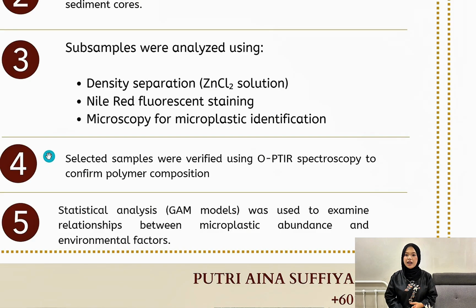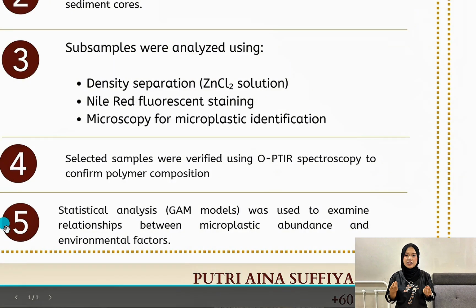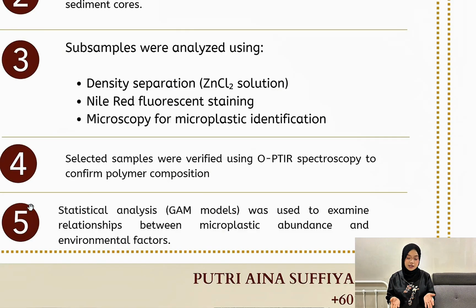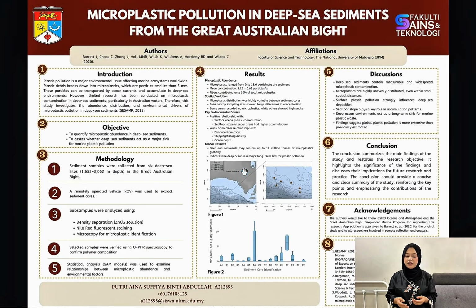For number 4, selected samples were verified using OPTIR spectroscopy, which is a very advanced machine used to identify what a tiny material is made of, especially very small particles like microplastics, to confirm that the particles were truly plastics. Move to number 5 as the final step. Statistical analysis using GAM models was carried out to study the relationship between microplastics and environmental factors.